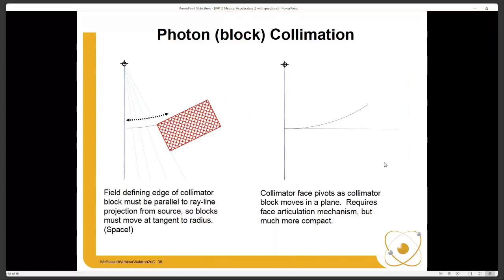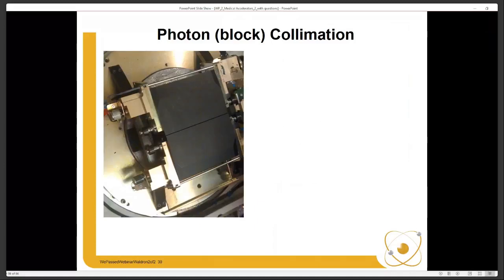One way to save space, some of my older Siemens machines have this, is that we have the face of the block pivot as it moves, and this allows the entire block to move in a plane rather than taking a curved path, and so saving a significant space. And this is a fairly recent development.